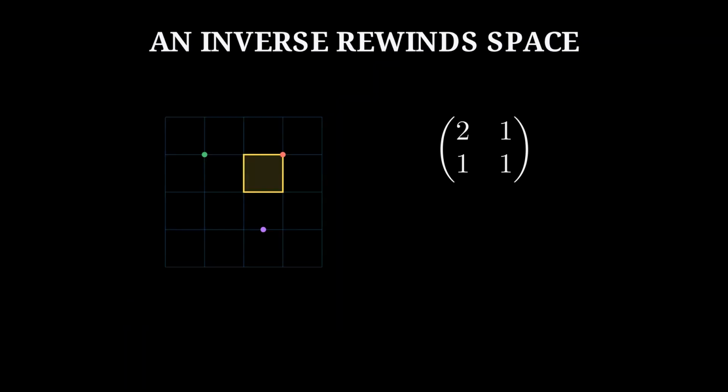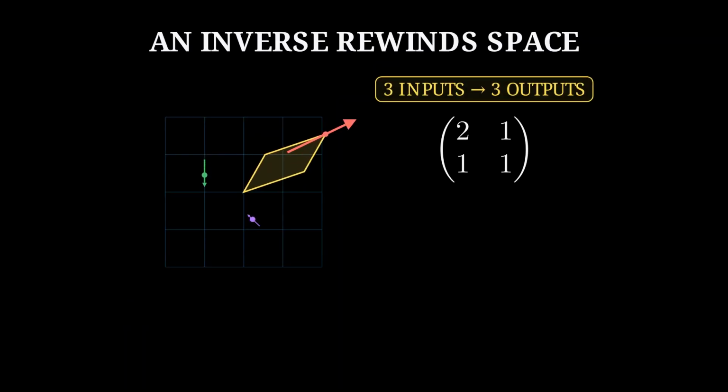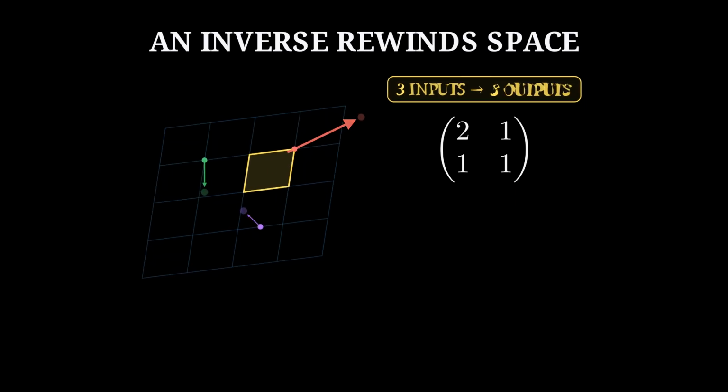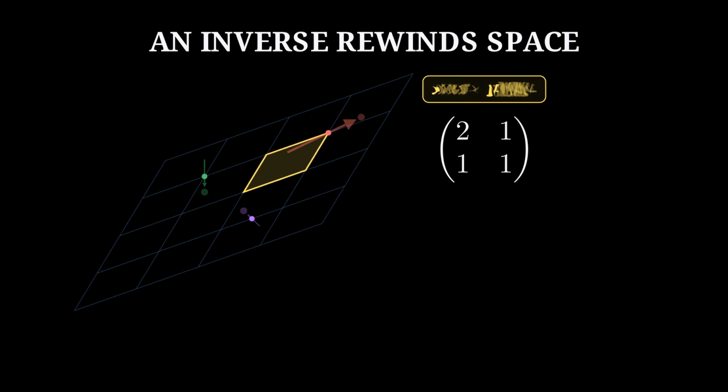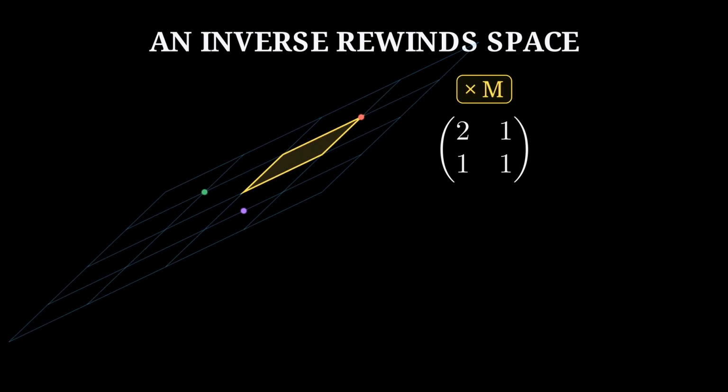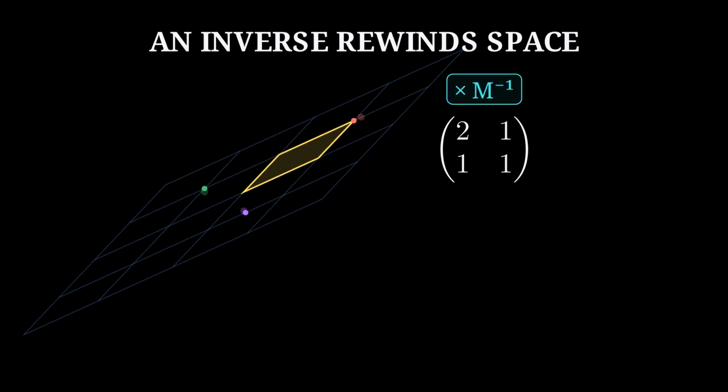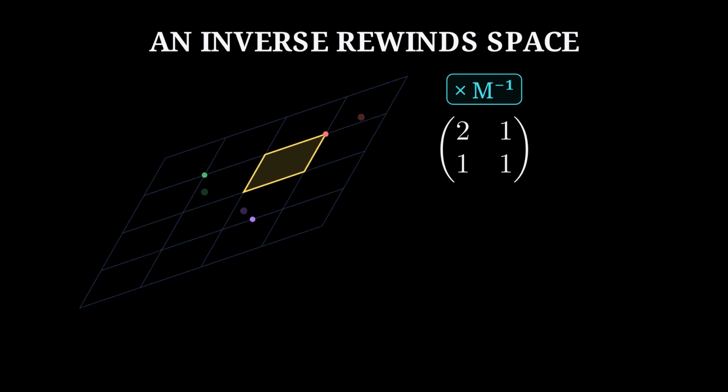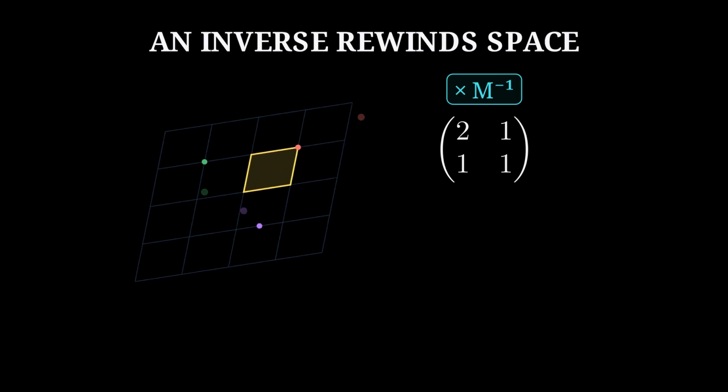Compare that collapse with a matrix whose determinant is not 0. Nothing gets merged, so the move can be undone. Apply the matrix and the grid tilts and stretches into a new coordinate world. Now apply the inverse matrix. Every point travels back along the transformation and returns exactly where it started.